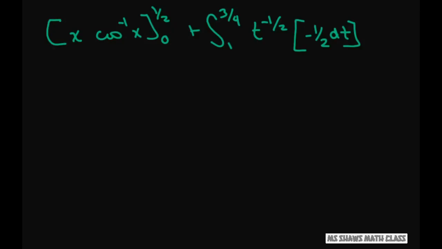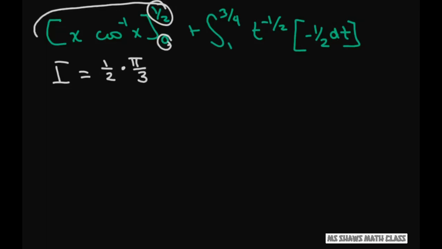So let's evaluate this part first. You plug in 1/2, you get 1/2 times inverse cosine of 1/2, which is pi over 3. Now when you plug in 0 in here, this is going to zero that out. So that's all we have for that.